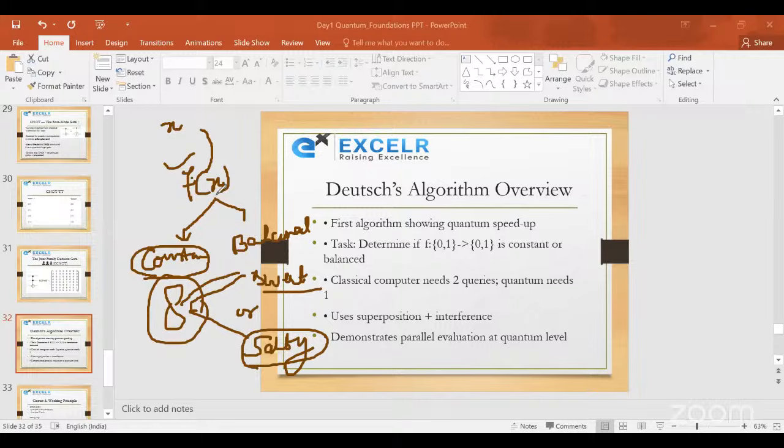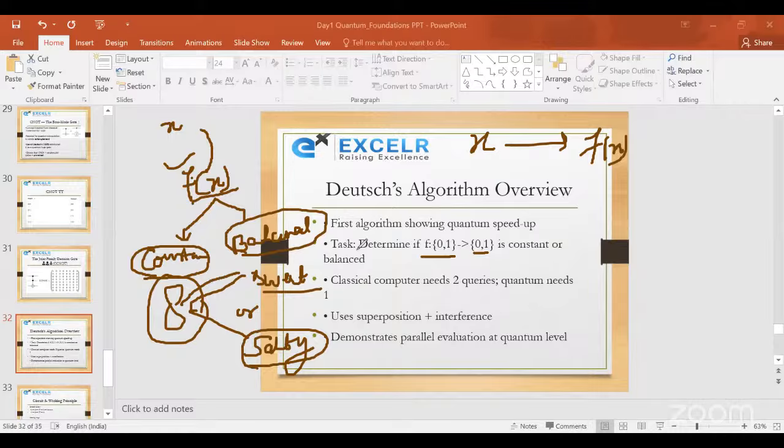So x is the input and f(x) is the output, right? Mathematically, they are written like this: the function f for 0, 1, and this one. They are written like this.